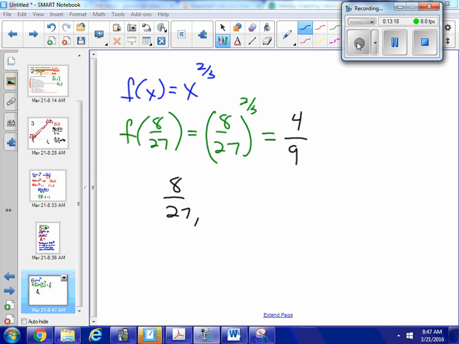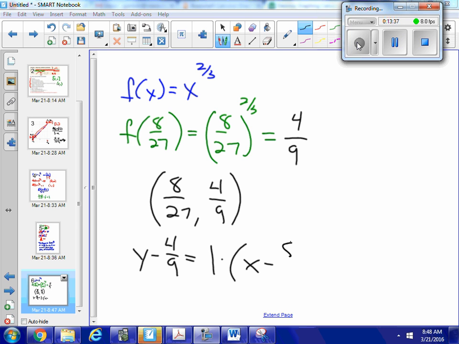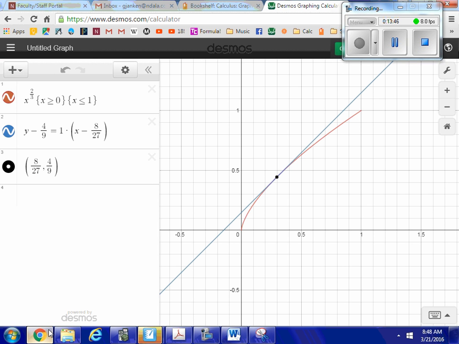And that means that the equation of the tangent line should be y minus y1 is equal to m, my slope is 1, times x minus x1. So I took that and I plugged that into Desmos, and as you can see, here's my piece of the function right there, and here is my tangent line, and it hits right there at the point 8/27, and it is perfectly tangent. So in fact, I did the problem correctly.